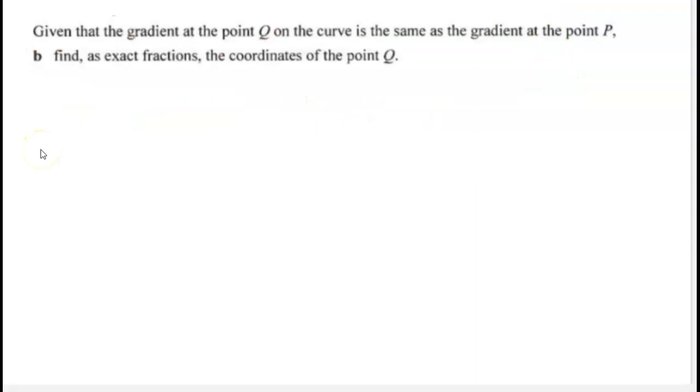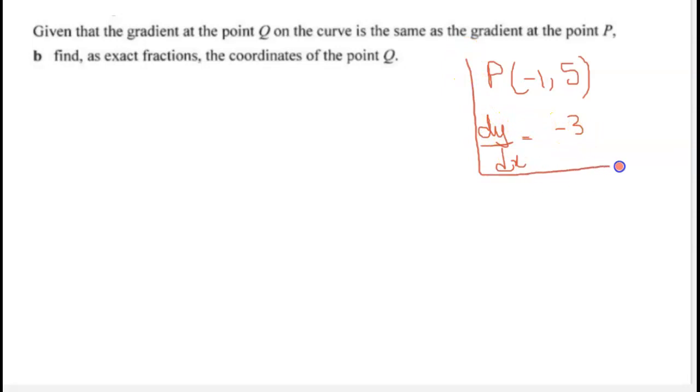Given that the gradient at the point Q on the curve is the same as the gradient at the point P. The point P was minus 1, 5. And the gradient at that point, dy over dx at the point P, was minus 3. So we have these values already. It says the gradient at the point Q is the same as the gradient at P. So I need to find out what are the 2 points which have the same gradient.